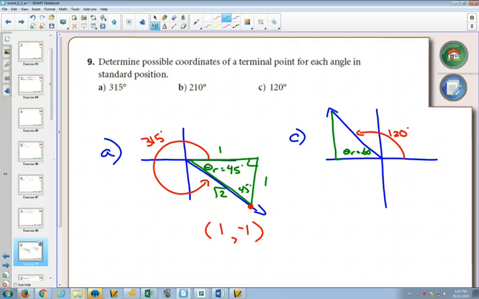If we draw our special triangle here, 60 there, 30 there, this side was 2, this side was 1, this side was square root of 3. What are the coordinates of this point? Negative 1, comma, square root of 3. Because we went 1 to the left, because that's the length of this part of the triangle, and then up square root of 3.